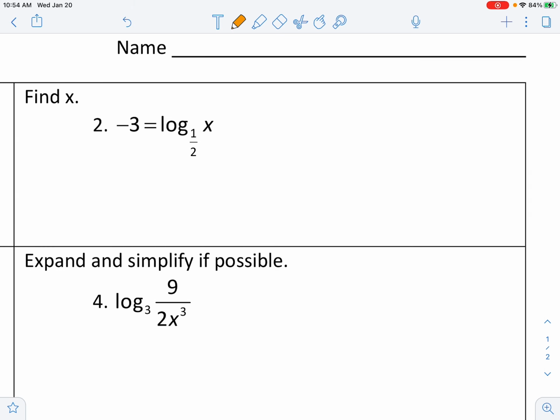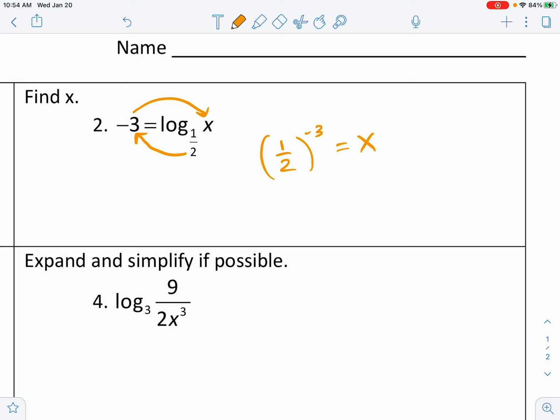I'm thinking 1/2 to what power equals x, but here we actually are given the exponent and we just have to see what it would equal, right? So again, another opportunity to switch between forms where that would be helpful. So we're taking the base, we're raising it to the exponent, and we're setting it equal. So now what we're doing is 1/2 to the negative third power equals x. So all we have to do is simplify 1/2 to the negative third.